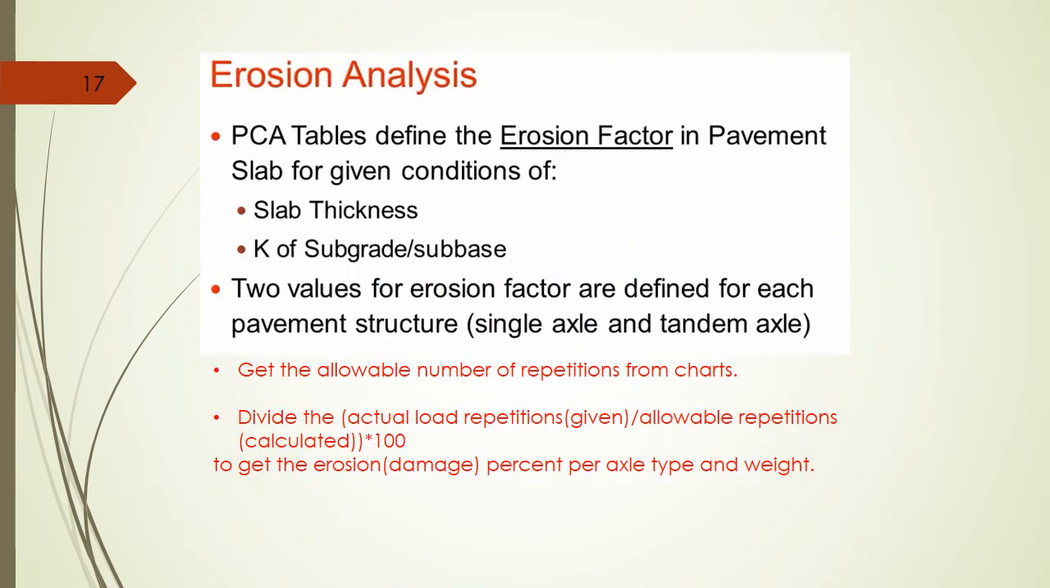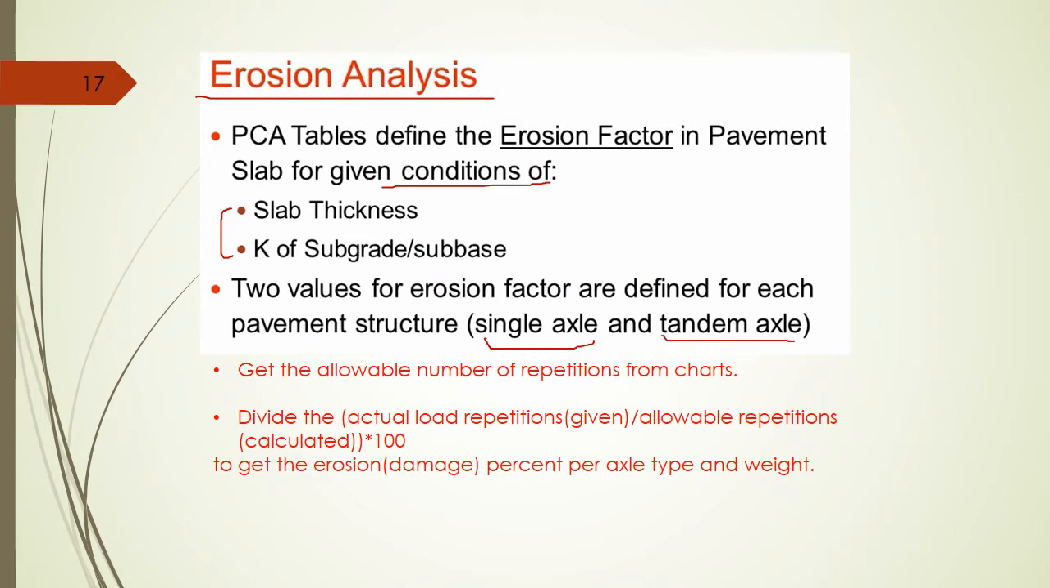Now let's talk about erosion analysis. PCA tables define the erosion factor in the pavement slab for given conditions. So the erosion factor is a function of slab thickness and modulus of subgrade or subbase. Two values for the erosion factor are defined for each pavement structure. So there is an erosion factor for the single axle and another one for the tandem axle.